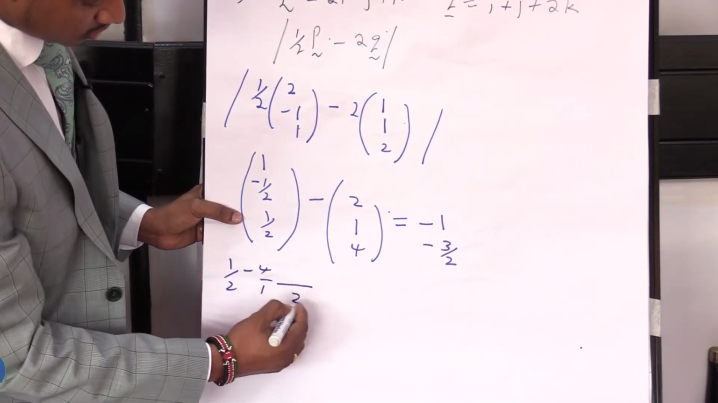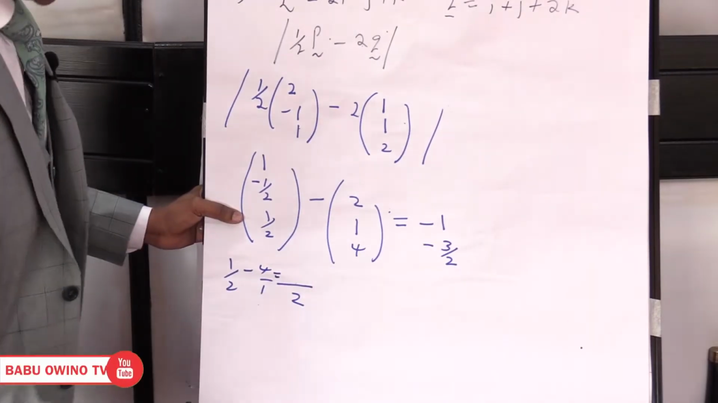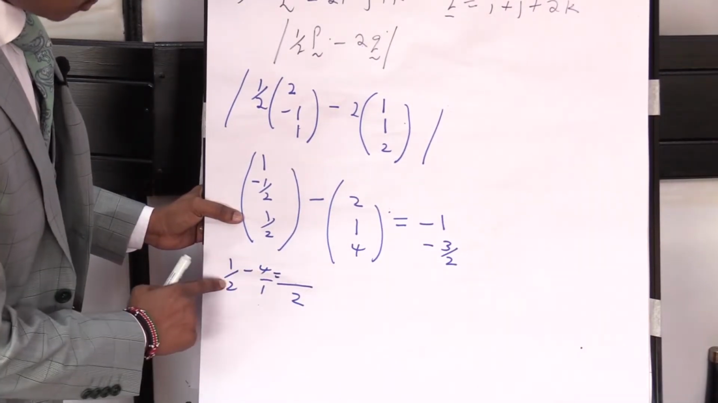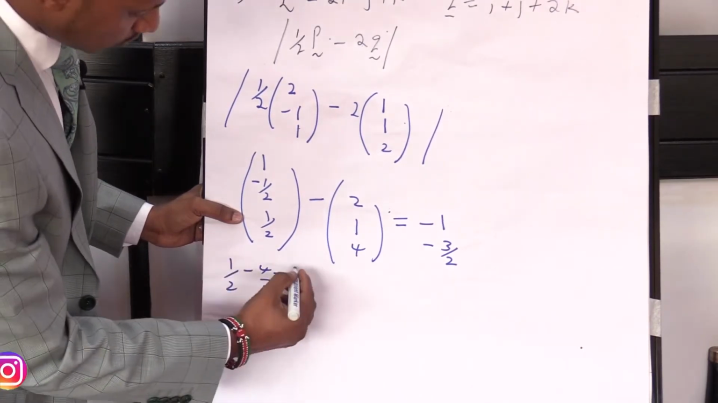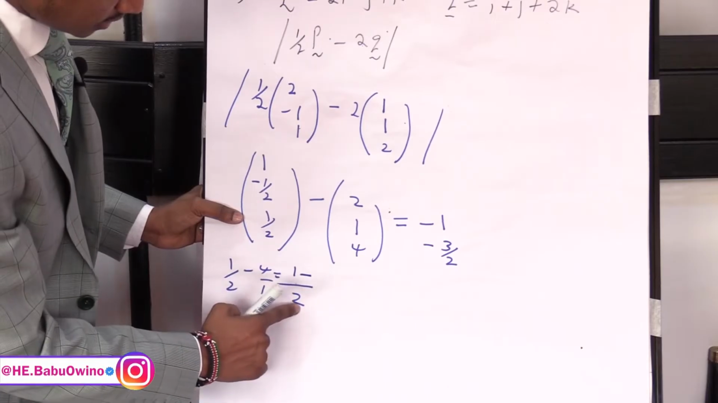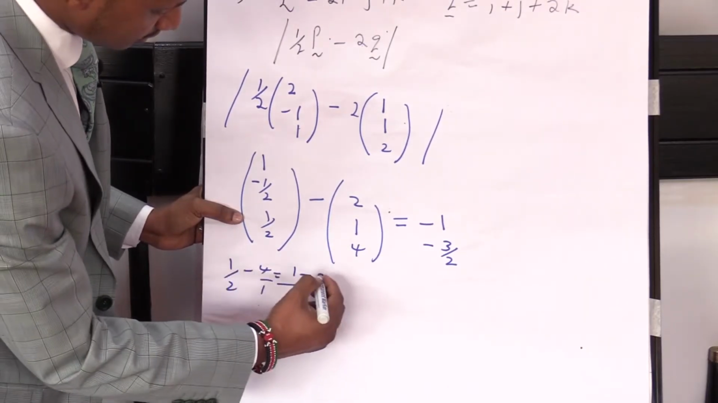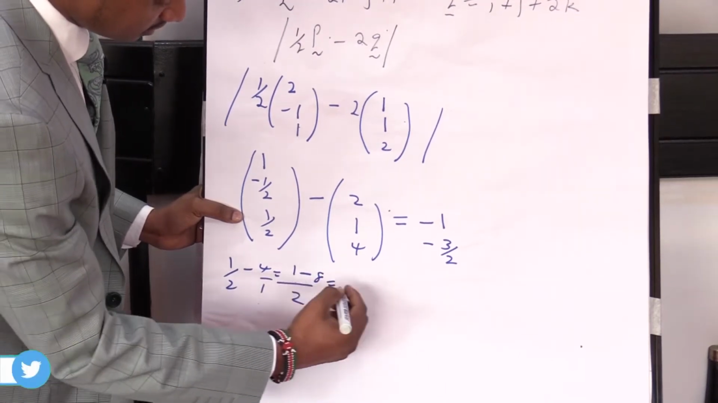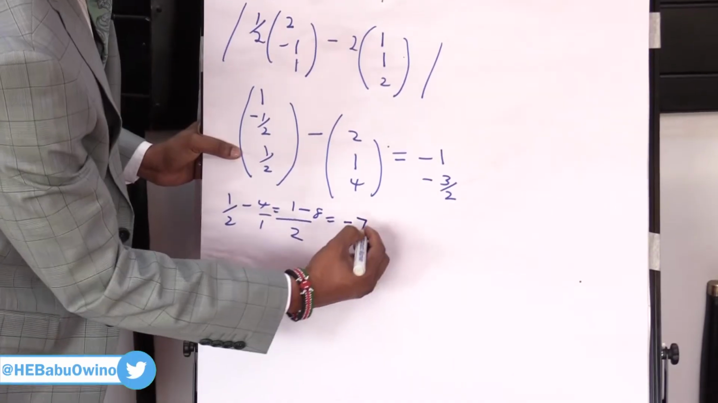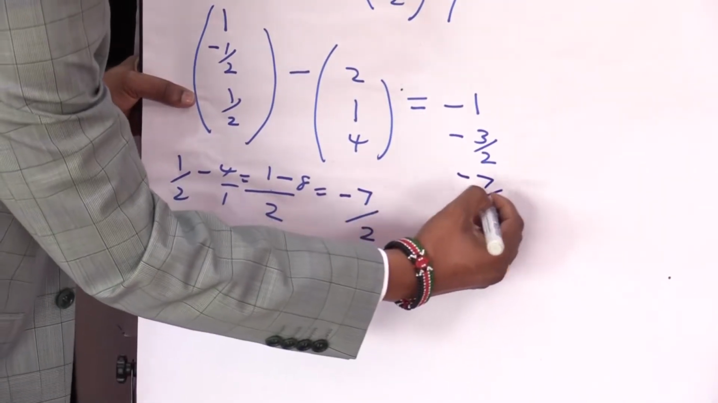You must be sure of your signs. I'm just trying to oversimplify this. So a half minus 4, get the LCM, which is 2. So 2 goes into 2 ones, that is 1 minus. 1 goes here twice, 2 times 4 is 8. So this is 1 minus 8 is minus 7 over 2. So here is minus 7 over 2.